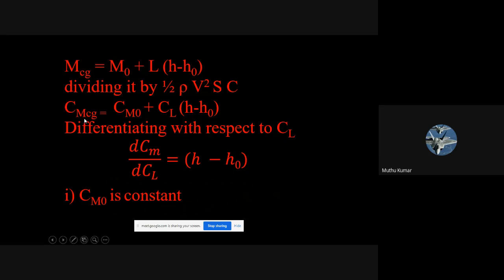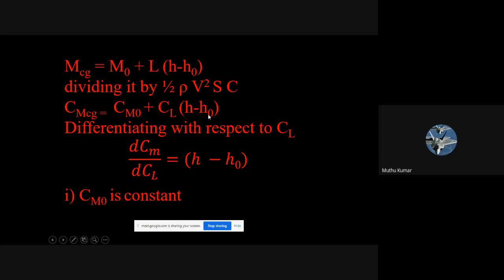Okay, look at this equation. Who all contribute to the moment about the CG? CM naught is the moment about the aerodynamic center, which I showed in the last PPT. At the aerodynamic center, if it is a symmetrical airfoil, it will be 0, no problem. If it is a cambered airfoil, we saw values like minus 0.02, and that value will come out here. This is a negative value.